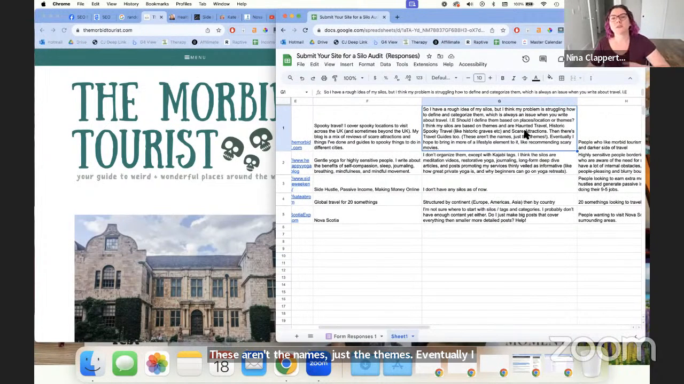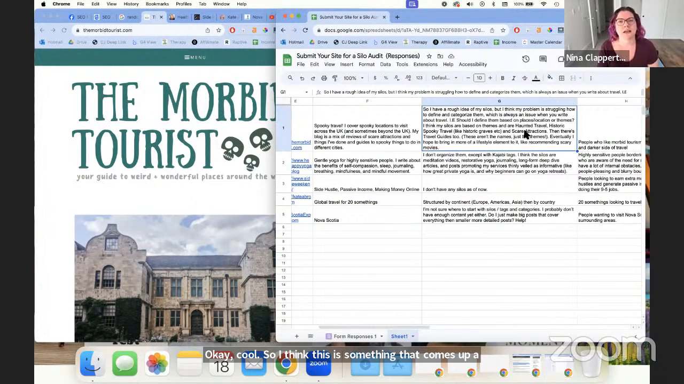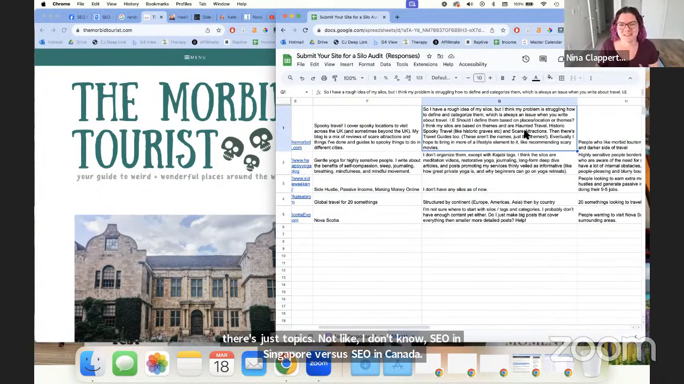Okay, cool. So I think this is something that comes up a lot, especially with travel, is figuring out if your silos are going to be location-based or topic-based. For example, with SEO, obviously it's easier because there's just topics. There's not SEO in Singapore versus SEO in Canada, unless I'm doing local SEO, and even then local SEO is still just local.